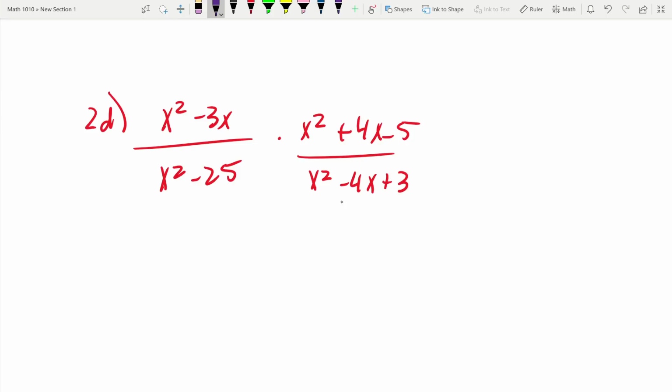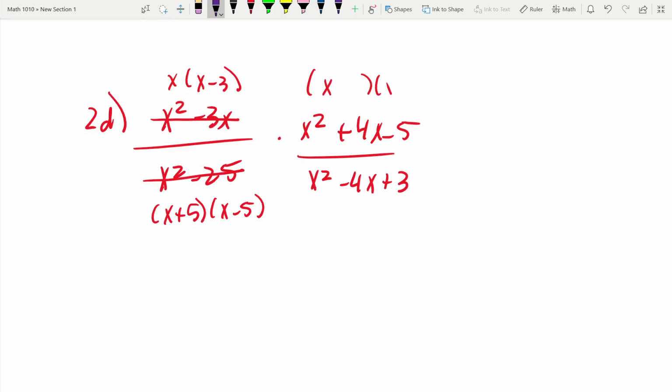So top left, take out an x, and I'm left with x minus 3. What I usually do is then cross that out so I don't get confused. The bottom is the difference of squares. That factors to x plus 5 times x minus 5. Get rid of what was there before. Top right factors to x and x. The 5 goes to 5 and 1. Signs are different. Biggest is a positive, so the 5 is a positive. The 1 is the negative.